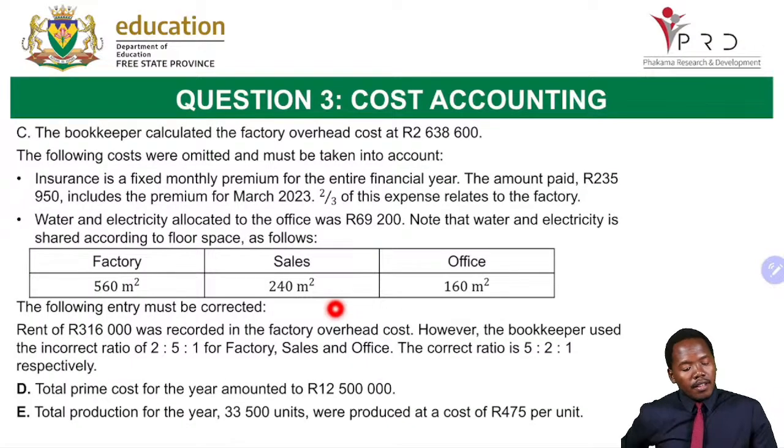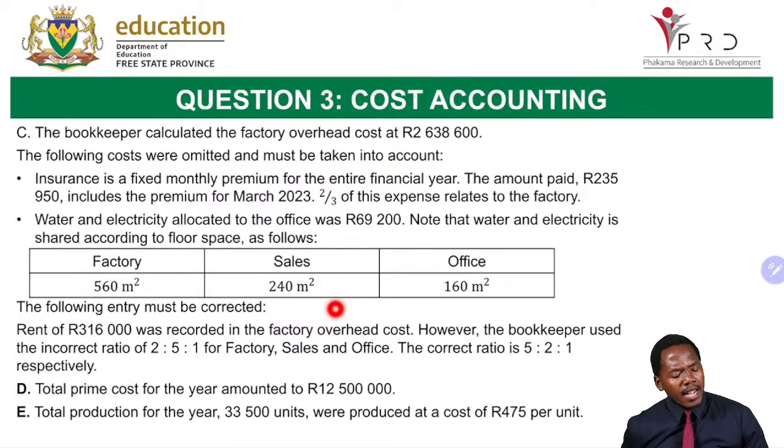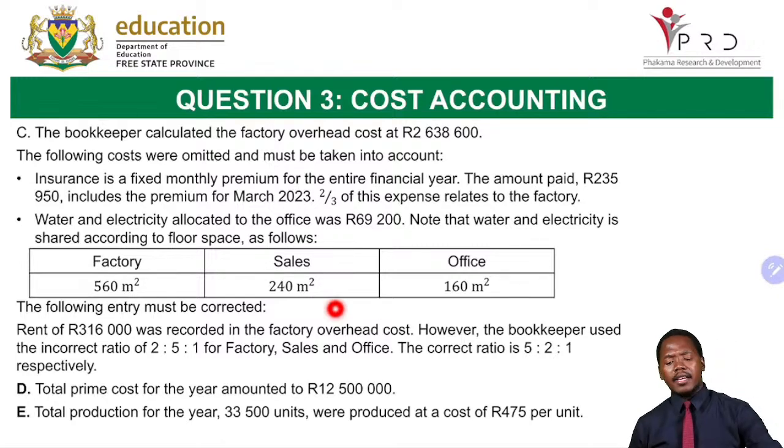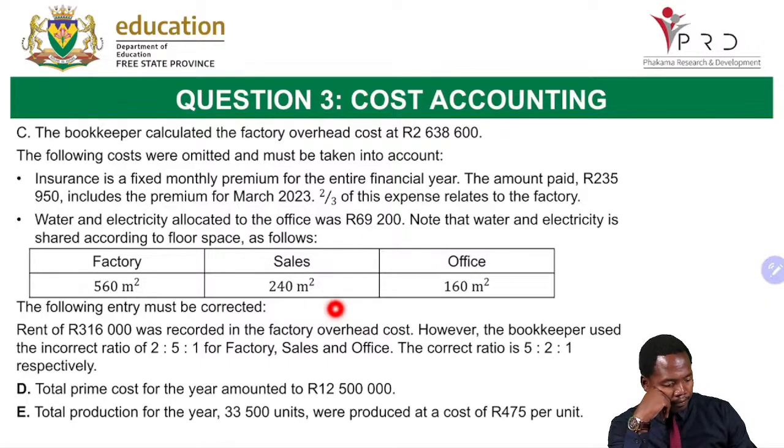Let's move on. Information C: the bookkeeper calculated the factory overhead cost at 2,638,600. This is an amount that has been calculated, but this amount excluded the following items. Insurance is a fixed monthly premium for the entire financial year. The amount paid, 235,950, includes the premium for March 2023.